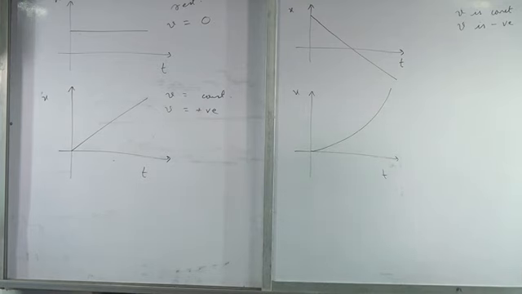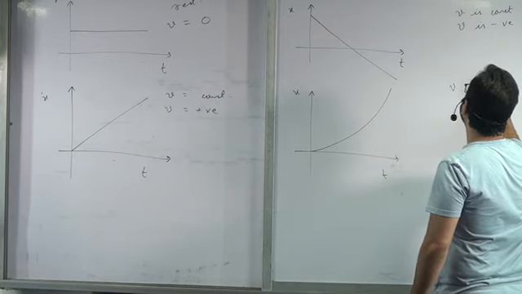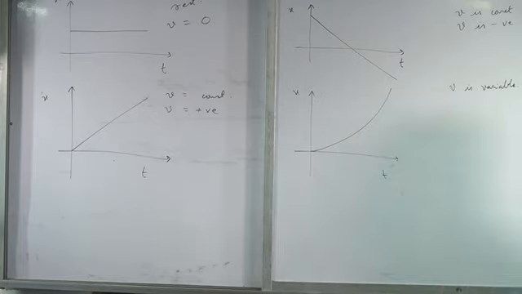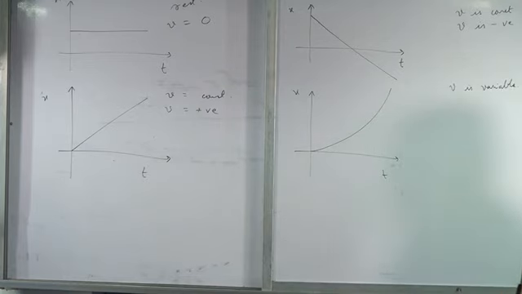What about this? Velocity is changing. Right, you are absolutely right. Velocity is changing. So velocity is variable, it's not constant. Can we comment about the direction of motion of the particle? Direction is changing. It is in positive direction. How can we say it is in positive direction?